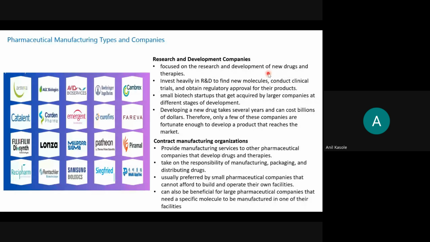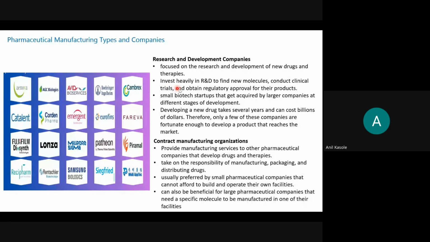For example, take any medicine which is not yet in the market, like during the pandemic. We had the COVID vaccine. We never knew in 2019 what would happen, what the disease would be. So companies like Pfizer and Moderna started with R&D first. They developed the formula. Their focus was to research and develop new drugs, which was a vaccine during the pandemic.